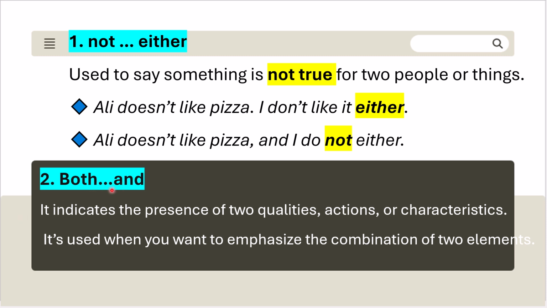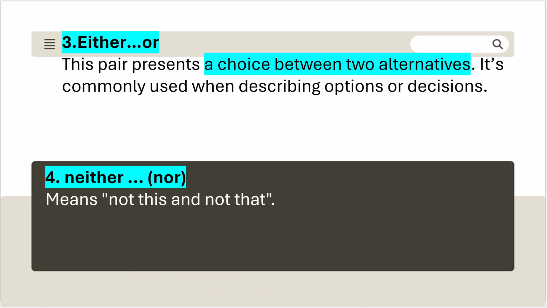Next, both and. So just now we have seen it is showing the presence of two qualities, actions or characteristics, and it is used when you want to show or emphasize the combination of two elements. Example, she is both intelligent and creative. I want to visit both Paris and England. Okay? So this is the way in which we can use these conjunctions. Let's move on to the next part.